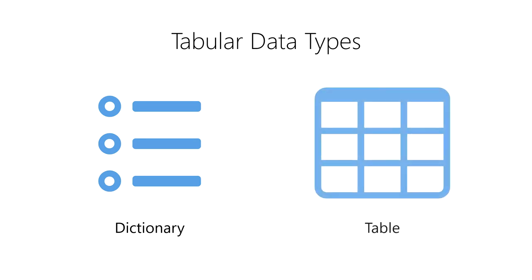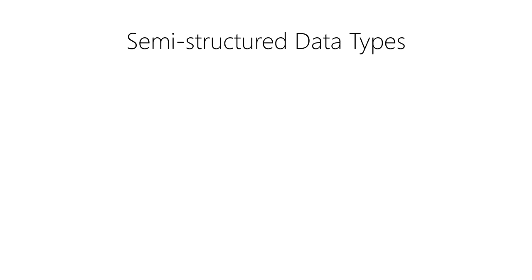Second, we have a table. A table stores data as a set of rows and columns. Tables are the most common way you'll encounter structured data in data science, so we'll discuss tabular data in much more detail in the next module. Next, we have composite data types that represent semi-structured data.